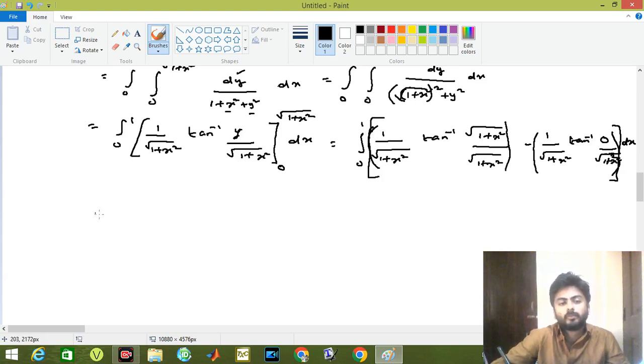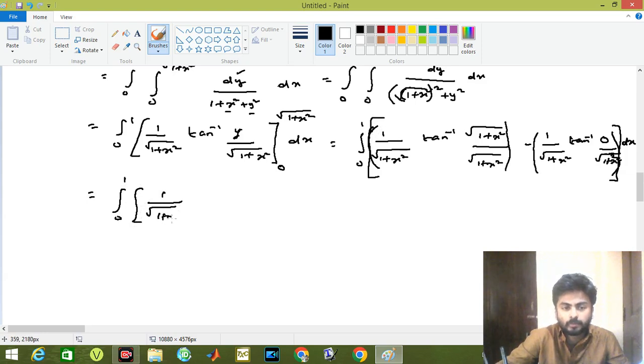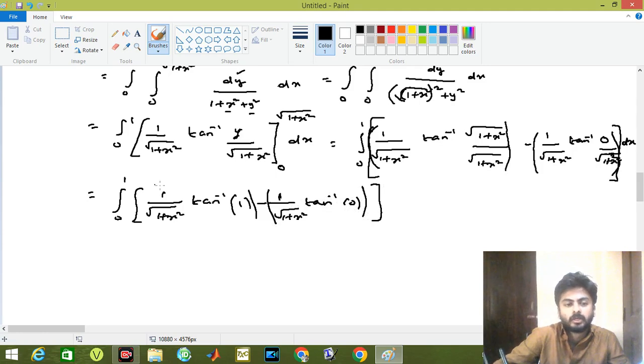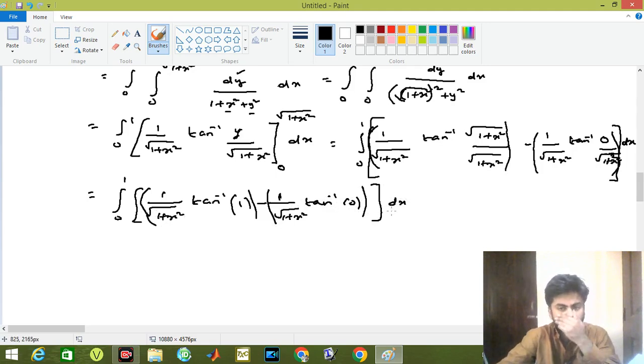Now this can be simplified as 1 by root of 1 plus x square tan inverse of 1, minus 1 by root of 1 plus x square tan inverse of 0, into dx. Tan inverse of 0 into dx.